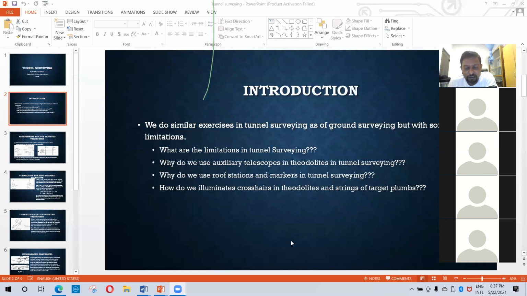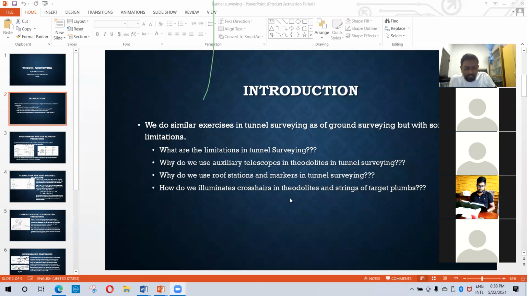It will be disturbed by the vehicle. Yeah, it will be disturbed. This is common sense. So if you put something on the roof of the tunnel, the chance for that to get disturbed is minimal, right? That's the logic. That is why they use these roof stations, right? Okay, that is the main reason.